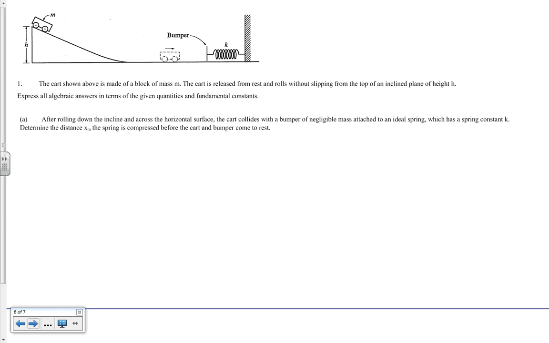For part 2 of the question, part B, it rolls down the incline, now it goes along the horizontal surface, and it collides with a bumper. That bumper doesn't have any mass, and it's connected to a spring which has a constant k. Determine the distance the spring is compressed before the cart and bumper come to rest. So now we're starting when we get to the bottom of the incline, and we're finishing our problem when? When it strikes the bumper? When it's fully compressed. So this bumper is going to be compressed some distance x. And when it's fully compressed, that's when we're going to stop our problem.